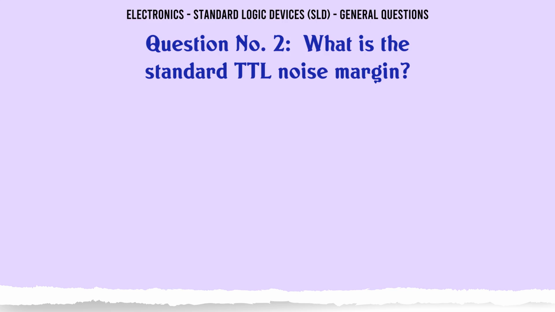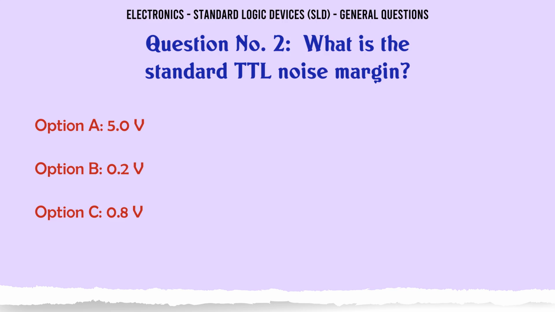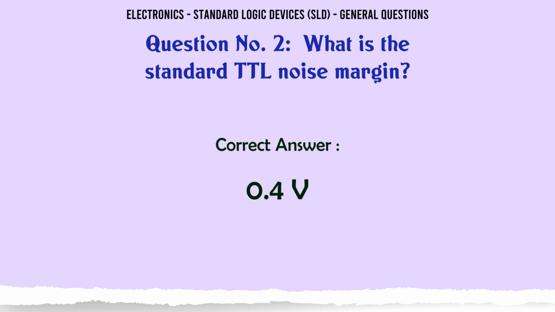What is the standard TTL noise margin? A. 5.0 V. B. 0.2 V. C. 0.8 V. D. 0.4 V. The correct answer is 0.4 V.